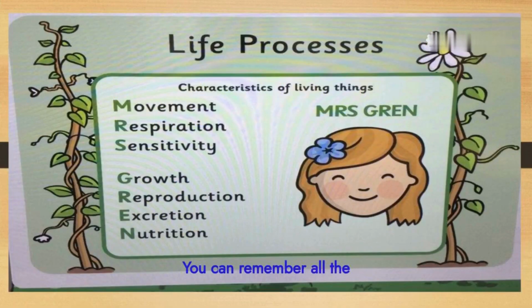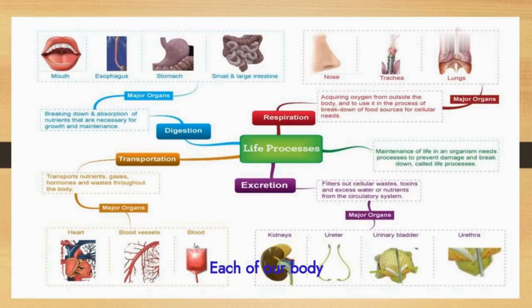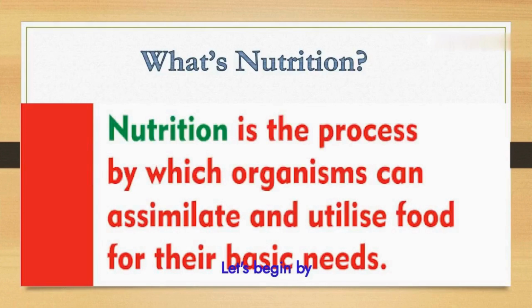You can remember all the life processes by the name Mrs. Gren. In this chapter we will be learning about the various life processes in detail. This video specially focuses on autotrophic nutrition. Each of our body systems is made up of a set of organs which together perform the essential processes that keep us healthy and living. Let's begin by learning about nutrition.